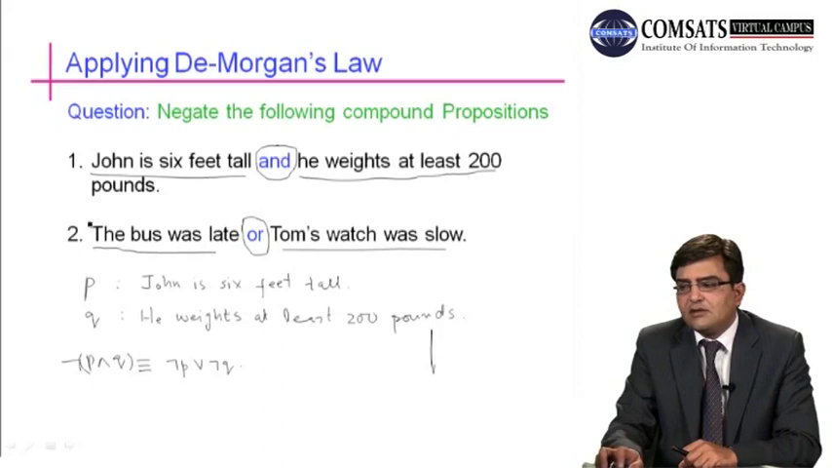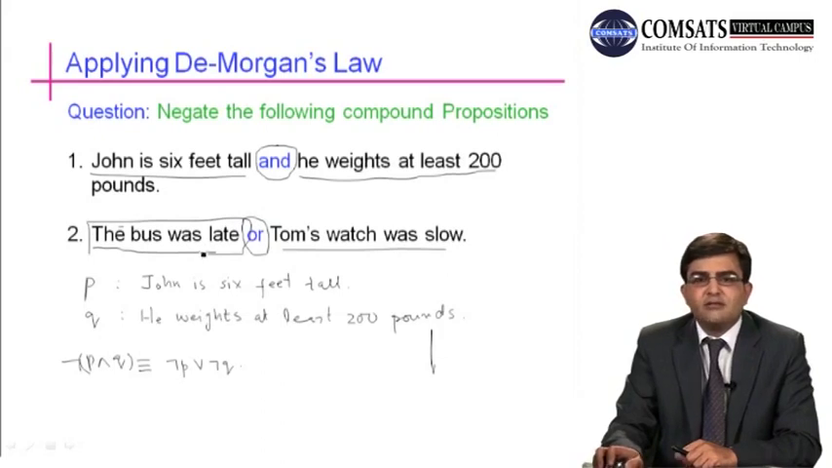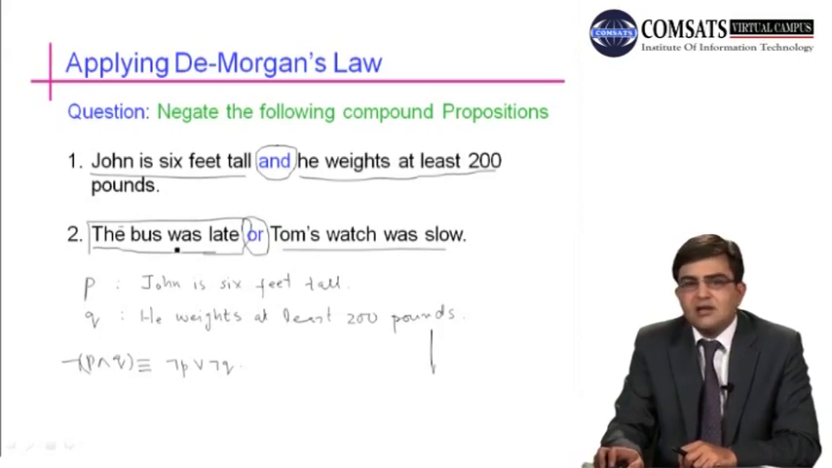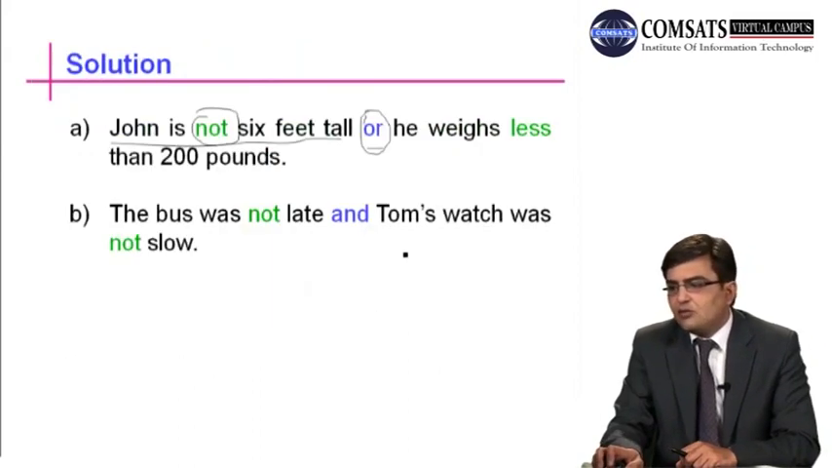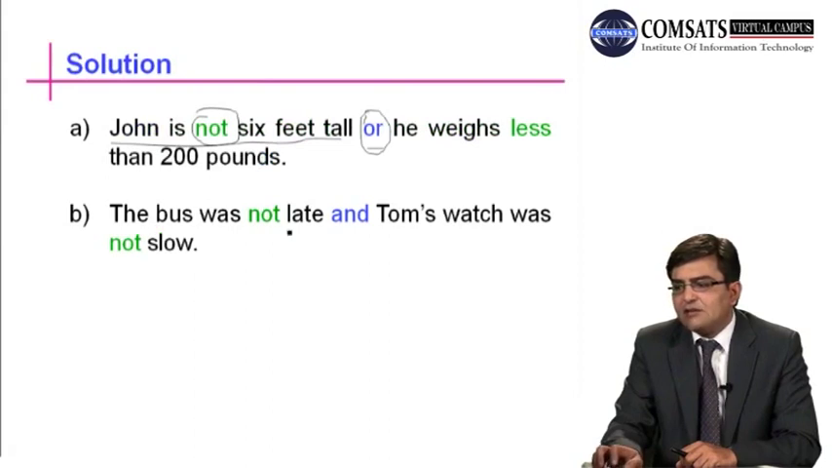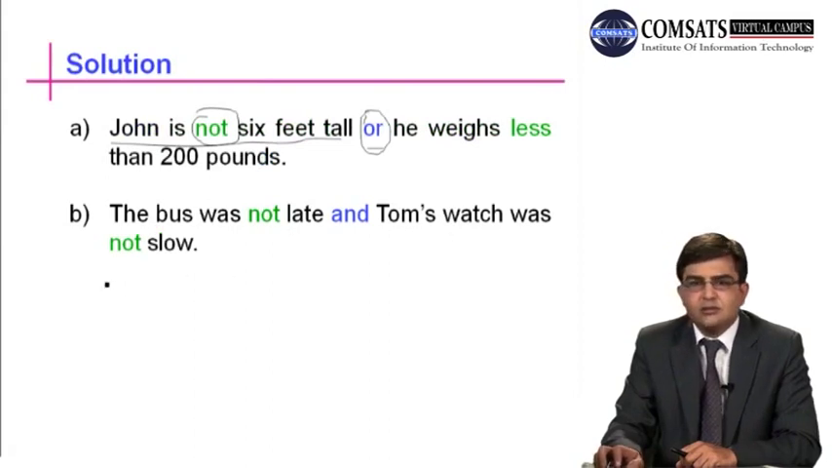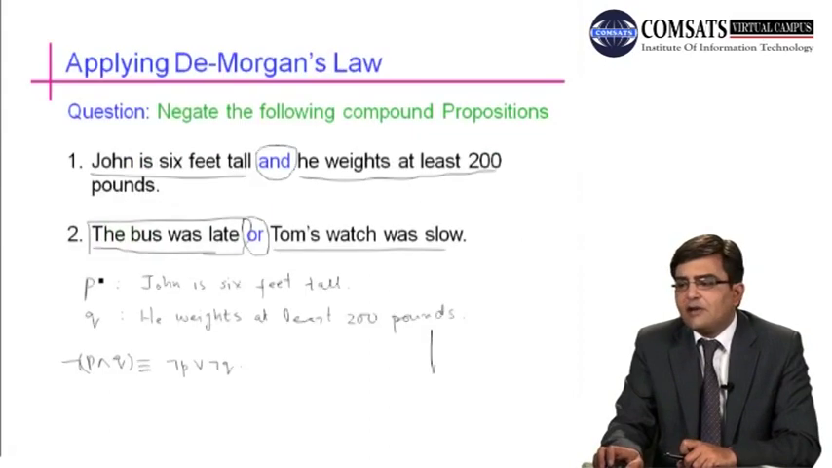negation of the bus was late. What will be the negation of the bus was late? The bus was not late, or we can say that the bus was on time. The or will be converted to and, and the negation of the second statement will be Tom's watch was not slow. So we can write here: the bus was not late and Tom's watch was not slow. So this is the negation of this statement by using De Morgan's law.